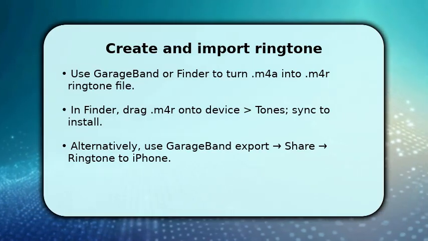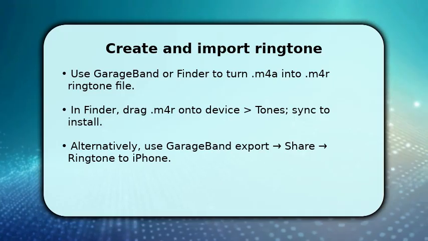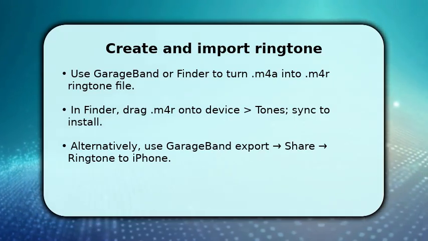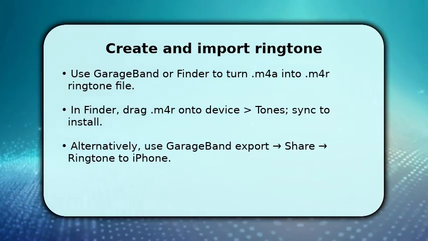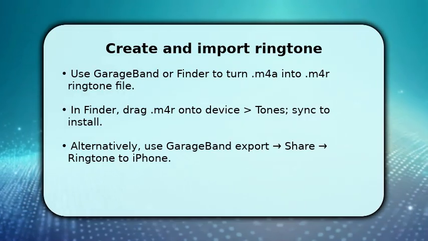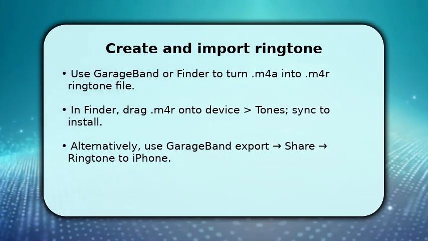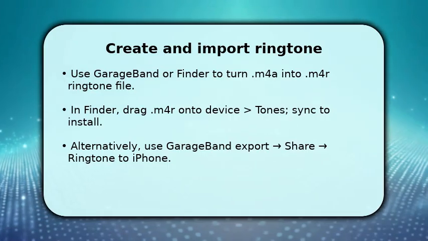Or make an M4R by changing the extension after exporting an M4A, and then drag it into Finder's Tones section for your iPhone, then click Sync or Apply. Once synced, Finder writes the tone to iPhone, so it appears.